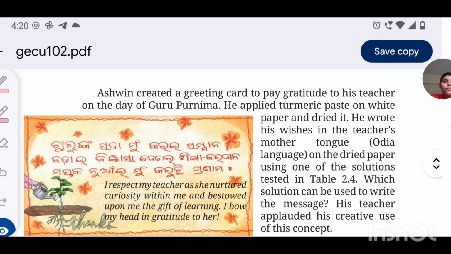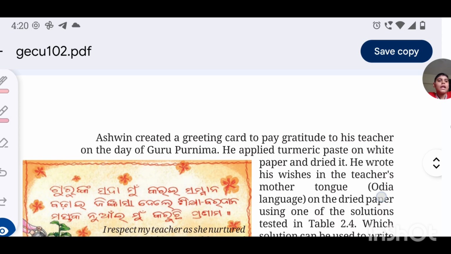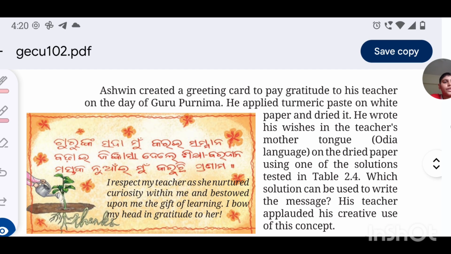So now Ashwin created a greeting card to pay gratitude to his teacher. On the day of Guru Purnima, he applied turmeric paste on white paper and dried it. He wrote his wishes in the teacher's mother tongue, Odia, on the dried paper using one of the solutions tested in 2.4. Which solution can be used to write the message?